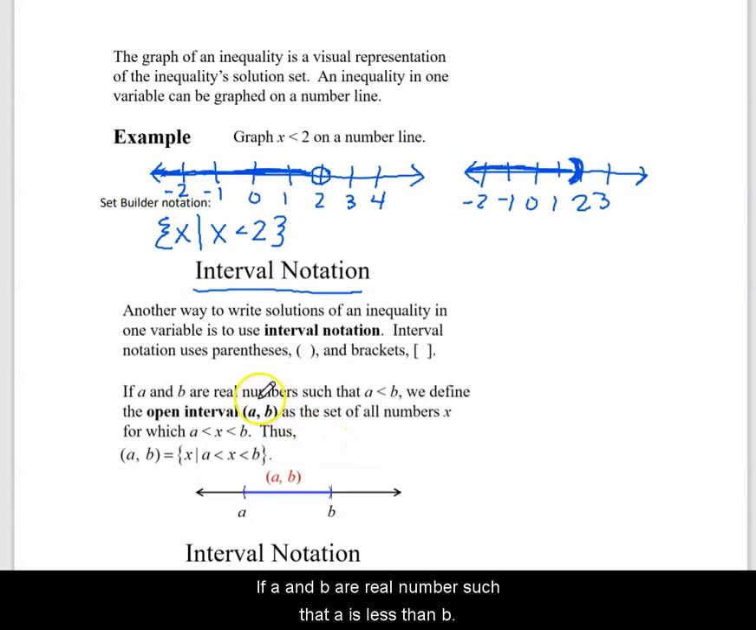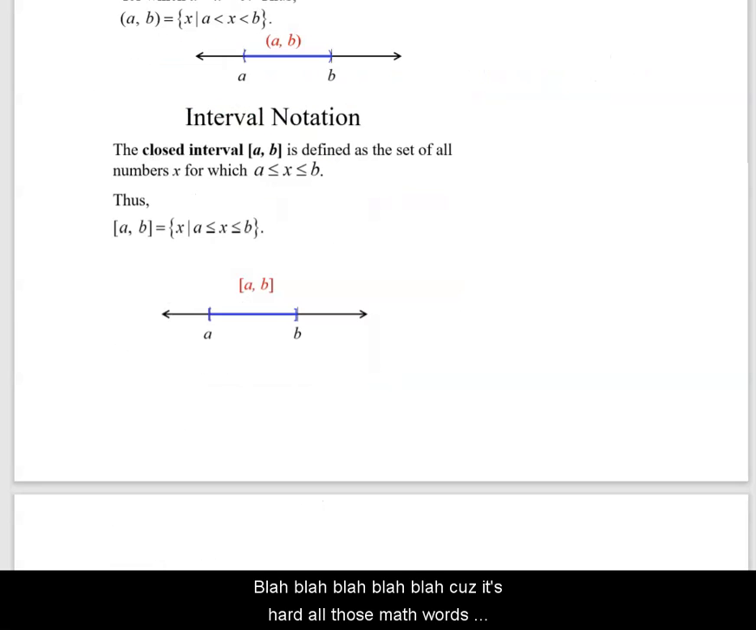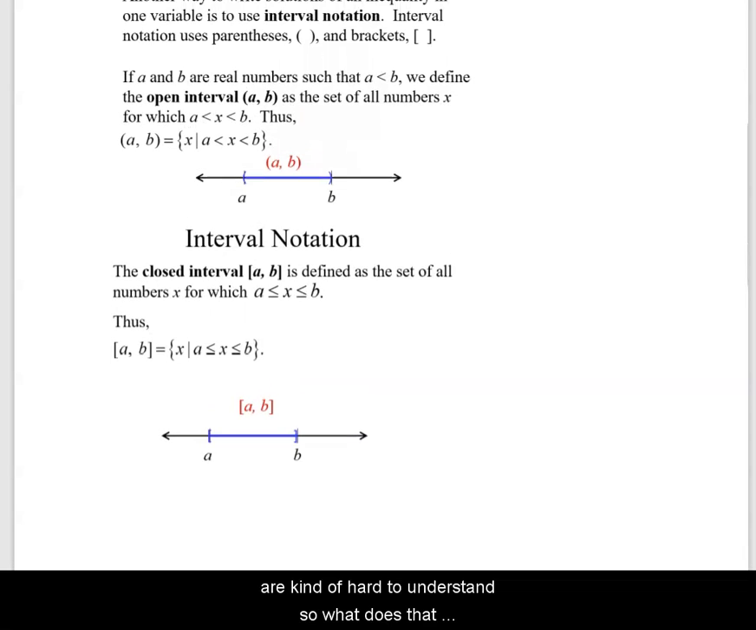If A and B are real numbers such that A is less than B, we define the open interval, and it's open because it has parentheses instead of brackets, A to B, as the set of all numbers x for which x is between A and B. And I feel like for most of you, that's just a whole lot of blah, blah, blah, because all those math words are kind of hard to understand. So what does that really mean?